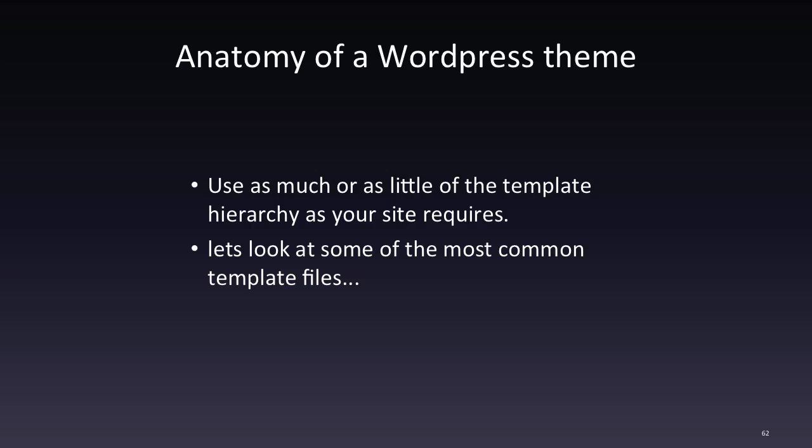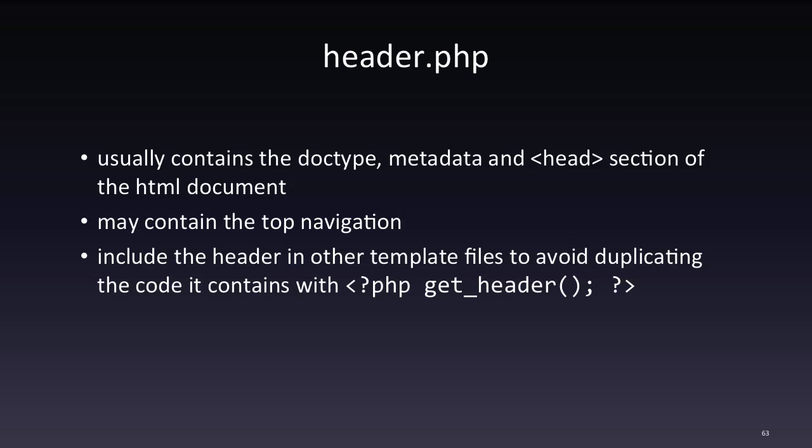So we'll just have a quick look at some of the most common template files. And as I mentioned before, these have to be named this way in order for WordPress to be able to find them. So the header.php file usually contains the doctype, metadata, and head section of the HTML document, and it may contain the top navigation. You include the header and other template files to avoid duplicating the code it contains with the getHeader template tag or function.